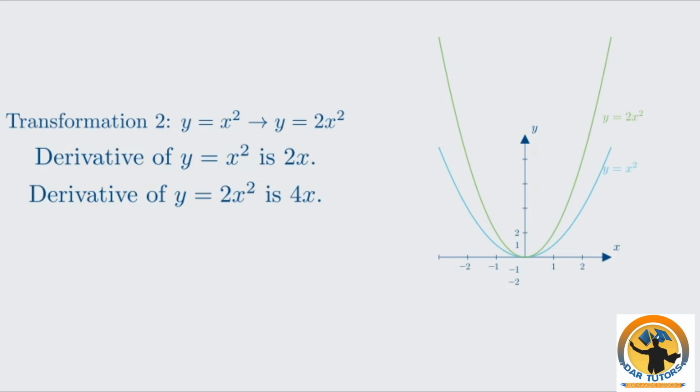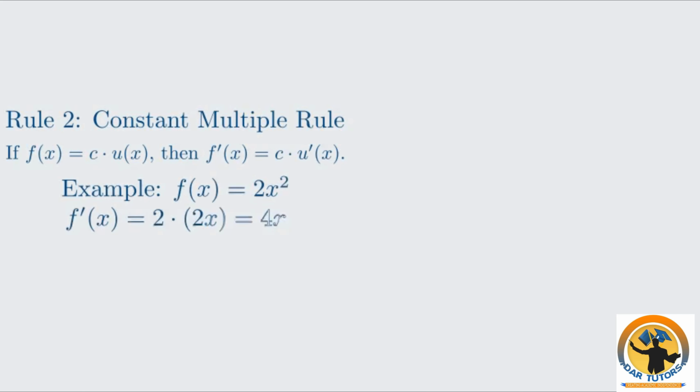This suggests that multiplying a function by a constant also multiplies its derivative by that same constant. This is our second rule, the constant multiple rule. If f of x equals c times u of x, where c is a constant and u of x is a differentiable function, then its derivative is c times the derivative of u of x. In other words, you can pull the constant out of the differentiation process.